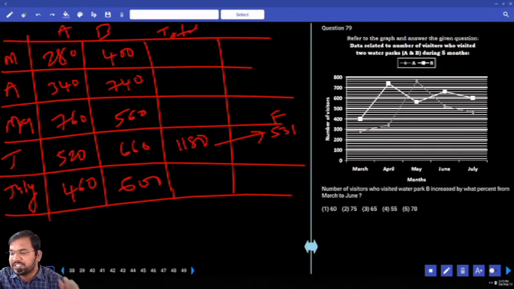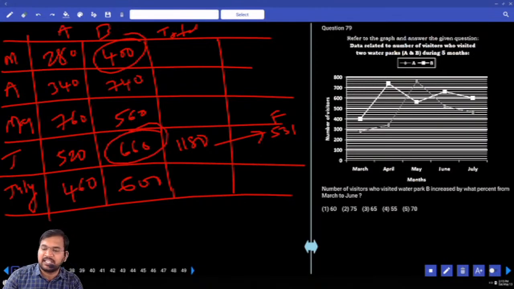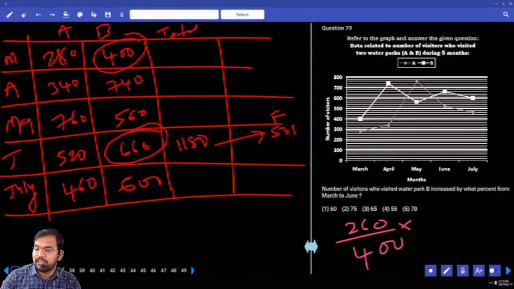The number of visitors who visited water park B increases by what percent from March to June? B, March to June, 260 increases to 400. 260 by 400: in the 4 table, 260 half is 130, 130 half is 65.